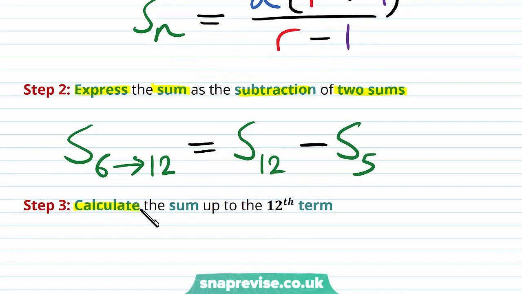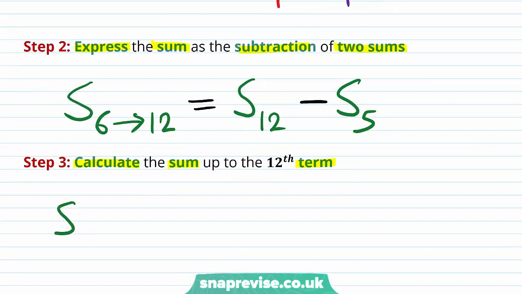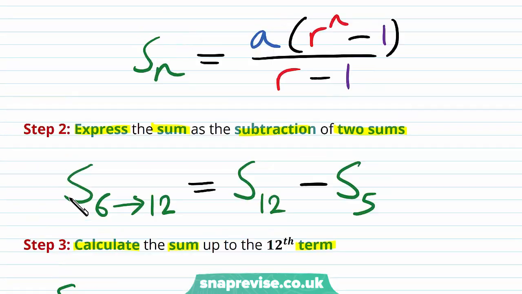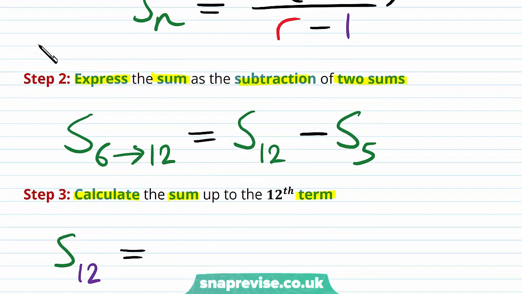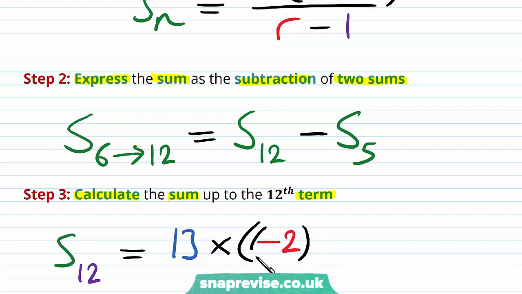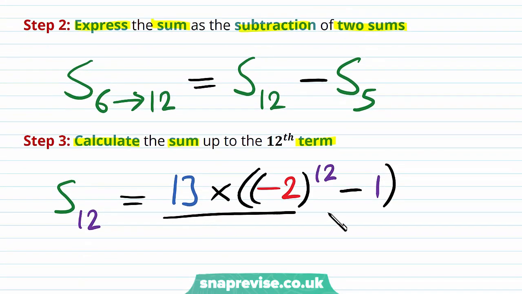Our third step is to calculate the sum up to the 12th term. We have that S subscript 12, this is the sum up to 12 terms, is equal to, using our geometric series formulae and the values given in the question, the first term is 13, and the common ratio is -2, so we have our 13 multiplied by -2 to the power of 12, and then we minus the 1, and finally divide by the r minus 1, which is -2 minus 1.